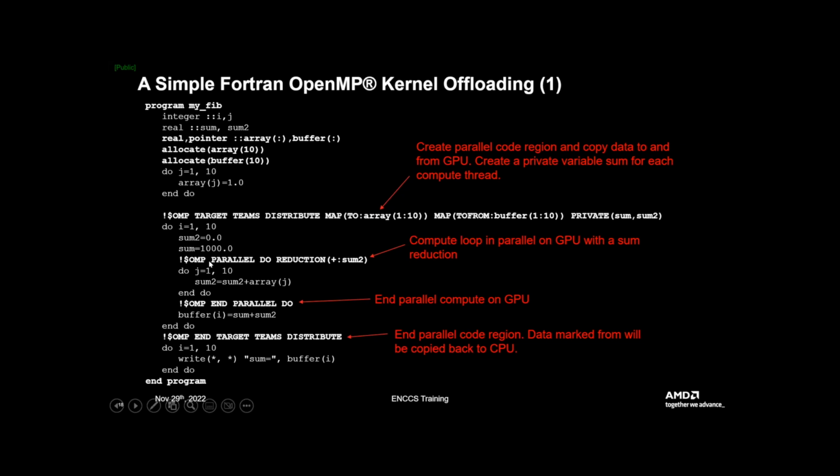Next, after offloading this code, we compute this loop in parallel on the GPU with a sum reduction. Because we are in Fortran, when you declare a pragma, a directive, you need to close it. So we close the parallel compute on the GPU here, and we close the target teams distribute here. That is the end of the parallel code region. At the end of this execution, data that are marked from, like buffer, will be copied back to the CPU, to the host.